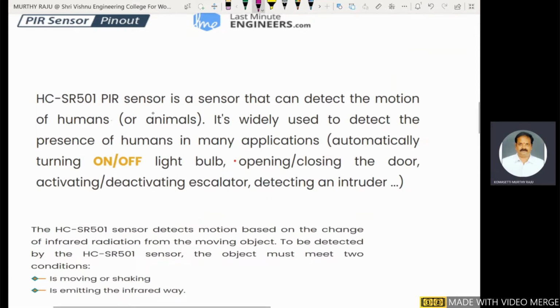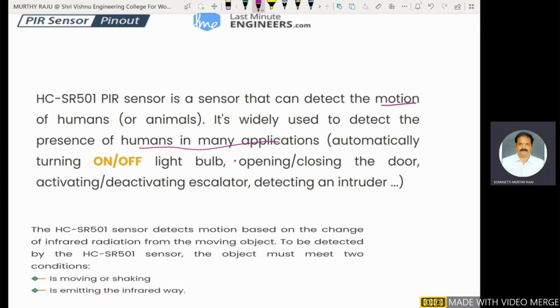The HC-SR501 PIR sensor can detect the motion of humans and animals. Movement is compulsory, either humans or animals. It is widely used to detect the presence of humans in many applications, very important, because humans have some temperature, and they are in a moving condition, not in a standstill condition. Due to that movement, some radiations are emitted. These radiations are recognized by the PIR sensor.